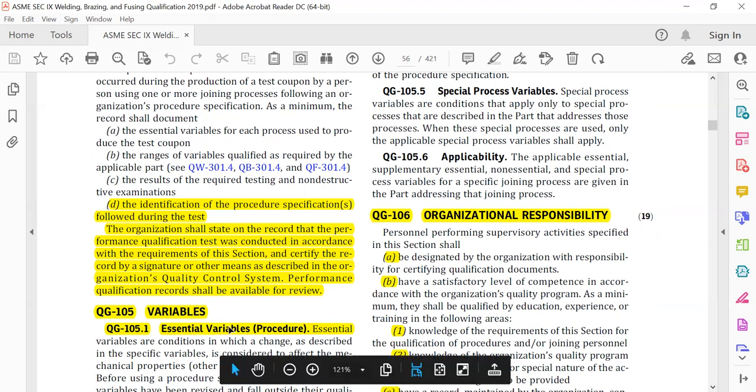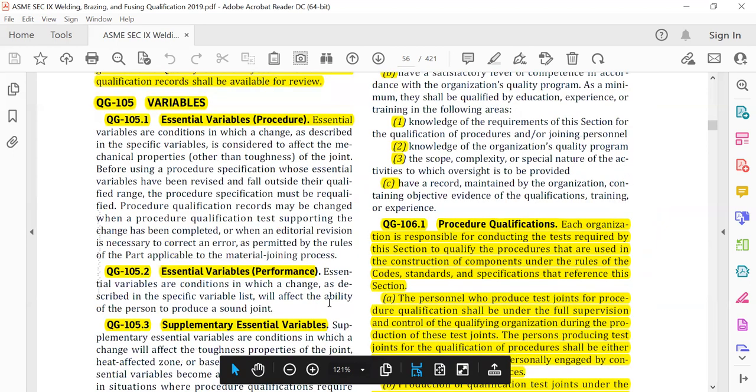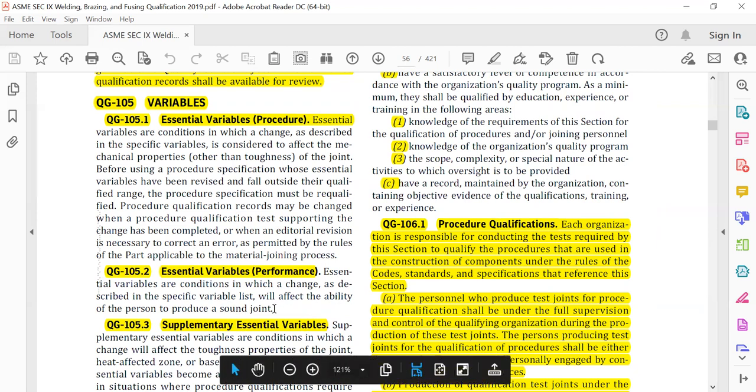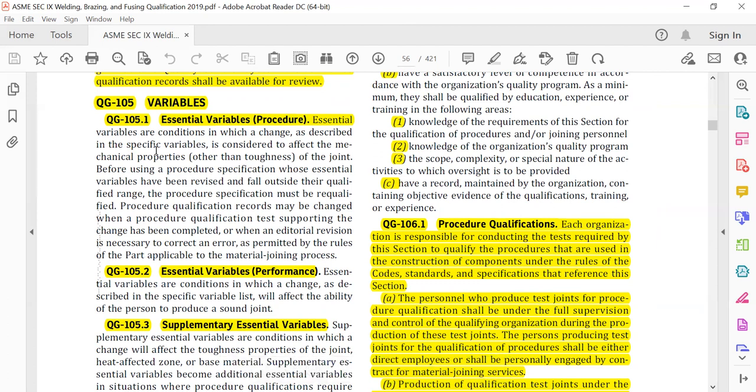Variable. Essential variable, procedure. Essential variable, supplementary essential variable, essential variable, performance, supplementary essential variable. So for an essential variable in the procedure, it means that variable cannot change. If you change it, the procedure will change. Before using a procedure specification whose essential variables have been revised and fall outside their qualified range, the procedure specification must be requalified. That's all. Essential is essential.